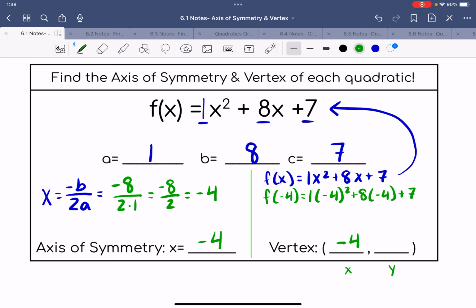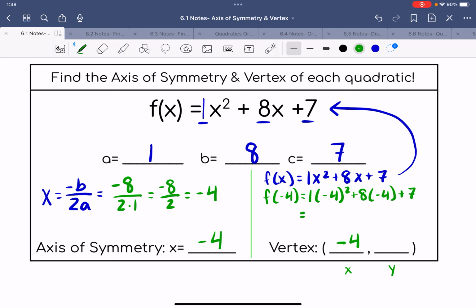You do need to show your work of plugging in that x value. And then from there, just like we did back in Unit 4, you can either choose to do the work by hand, or you can choose to do the work in your calculator. So we'll do both in our notes. I'll have to get the calculator pulled up here in a second.